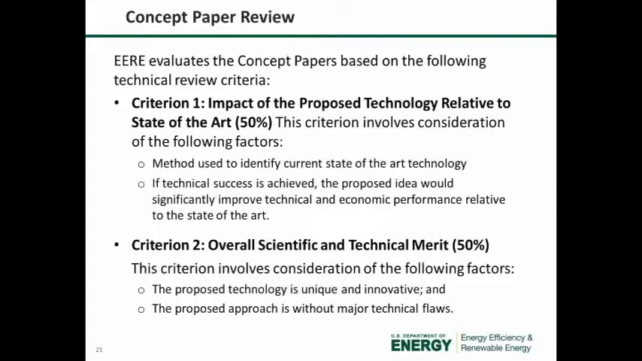Criterion 2, overall scientific and technical merit, 50%. This criterion involves consideration of the following factors. 1, the proposed technology is unique and innovative. And 2, the proposed approach is without major technical flaws.